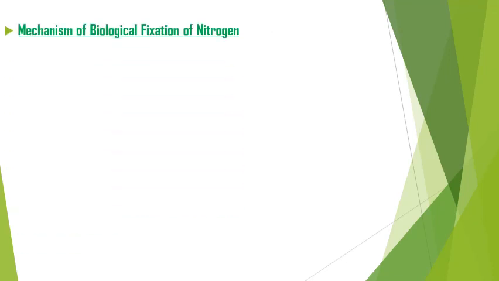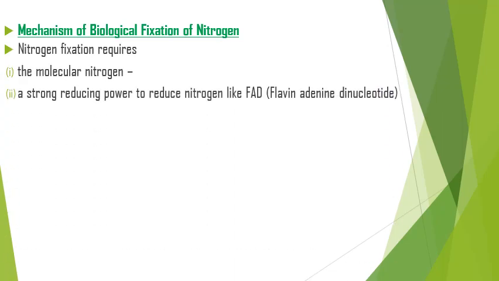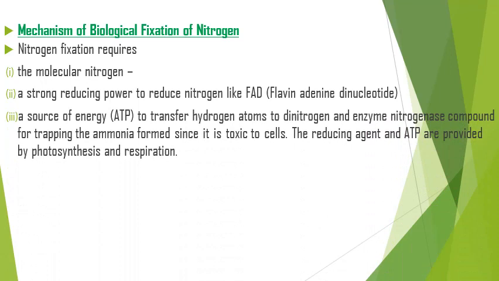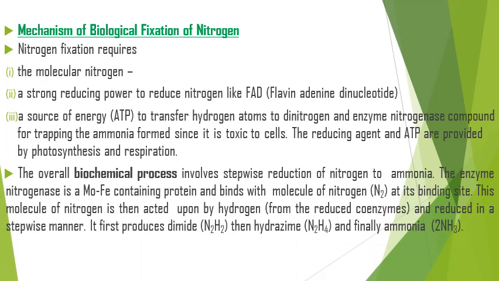So this is the mechanism of biological fixation of nitrogen. It requires molecular nitrogen, a strong reducing power to reduce nitrogen like FAD, flavin adenine dinucleotide, a source of energy to transfer hydrogen atoms to dinitrogen, the enzyme nitrogenase, and a compound for trapping the ammonia formed since it is toxic to cells. The reducing agent and ATP are provided by photosynthesis and respiration. The overall biochemical process involves stepwise reduction of nitrogen to ammonia.